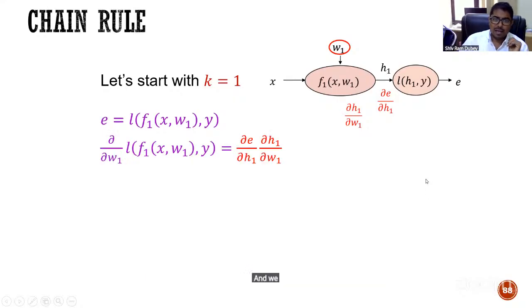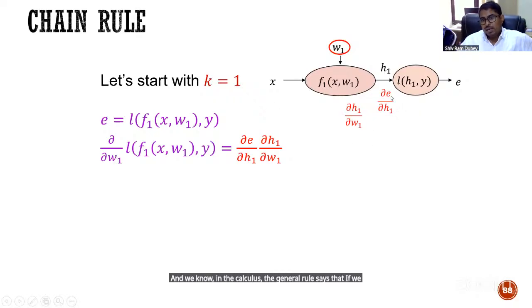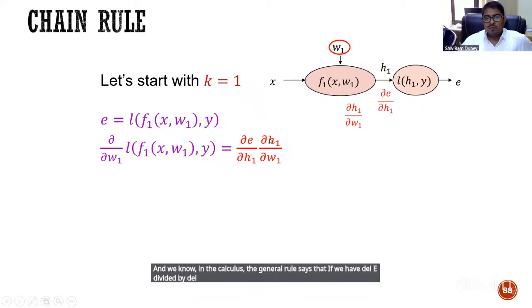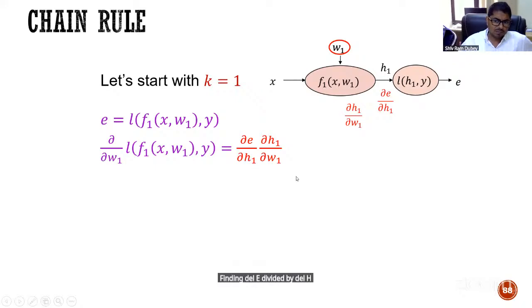And we know in calculus, the chain rule says that if we have del E divided by del H1, and if we also have del H1 divided by del W1, and if we multiply these two terms, then it is equivalent to finding del E divided by del H1. And that's what we wanted to find out. So what we wanted to find out, del E divided by del W1, we can find as the multiplication of del E divided by del H1 with del H1 divided by del W1.